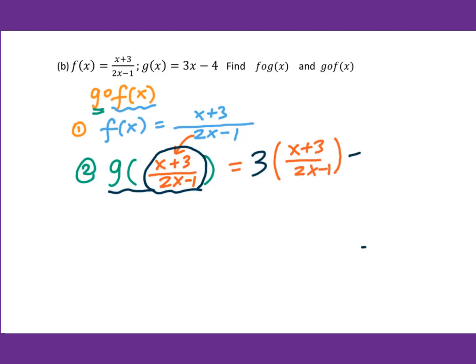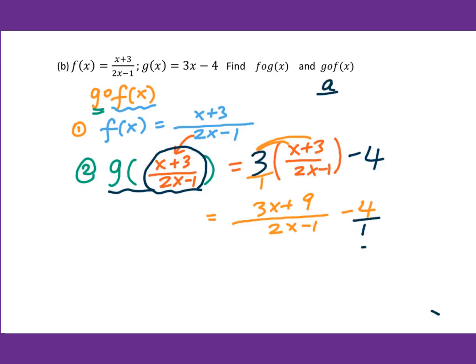Then we minus 4. We put over 1. We got, top distributive property, 3x plus 9 over 2x minus 1 minus 4. Then we put over 1. We know that a over b plus or minus c over d, we do denominator multiply, then cross multiply. That is ad plus or minus bc.